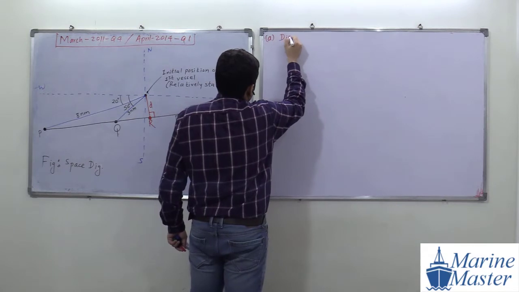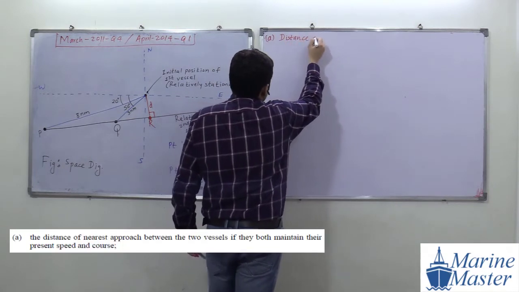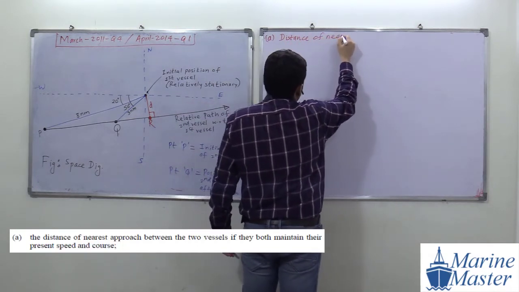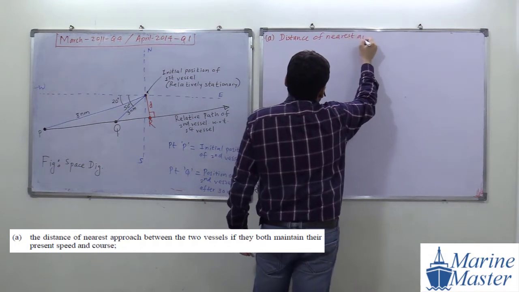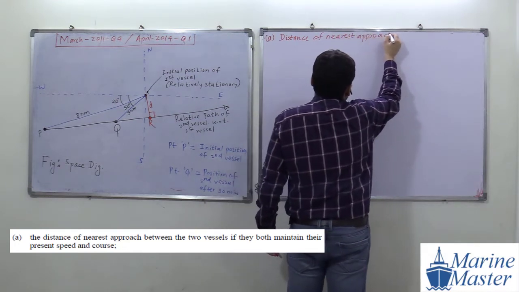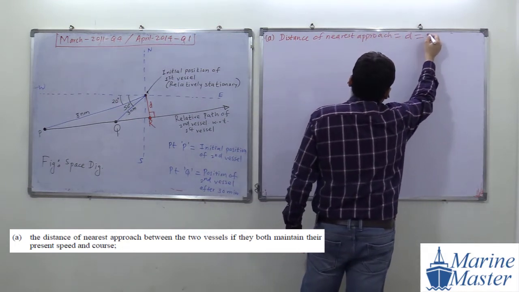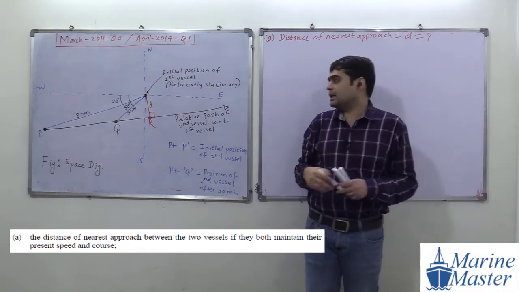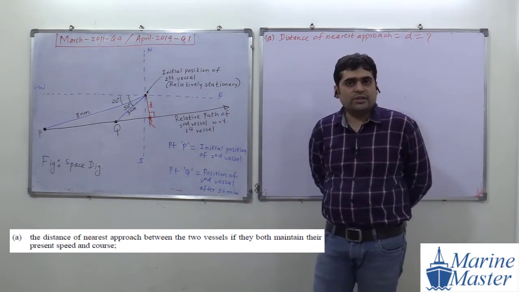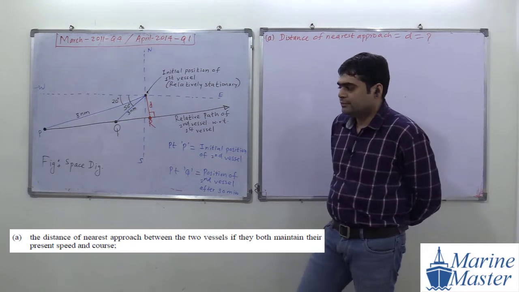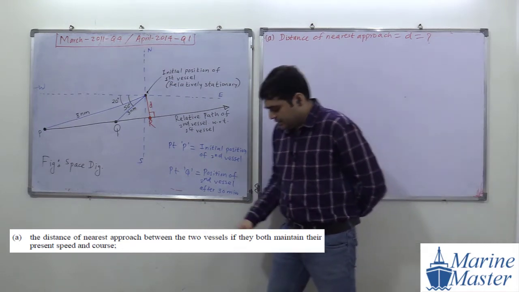So in the A part, our target is what? What do we have to find out? Distance of nearest approach. Very simple discussion. So we have to find out D. This is our target in the A part. Any doubt in this discussion? Everyone got the drawing? Now, next point.